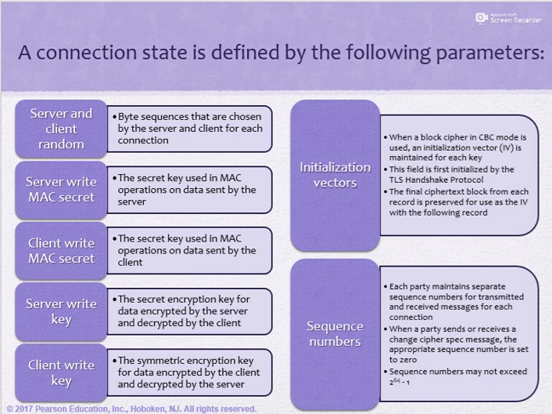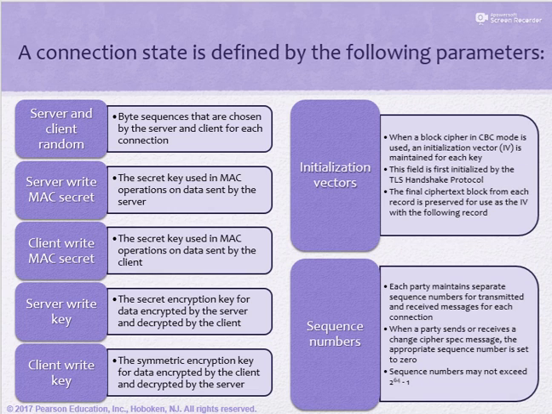IV or initialization vector, when a block cipher in CBC mode is used, then IV is maintained for each key. This is what you know, that we need IV when we are using CBC mode, and this field is initialized by TLS handshake protocol, and thereafter the final ciphertext block from each record is preserved for use as the IV with the following record.